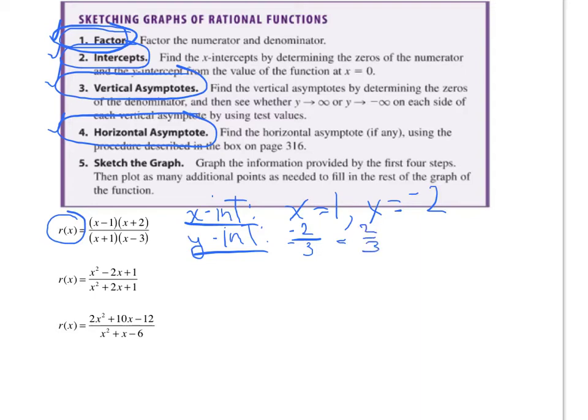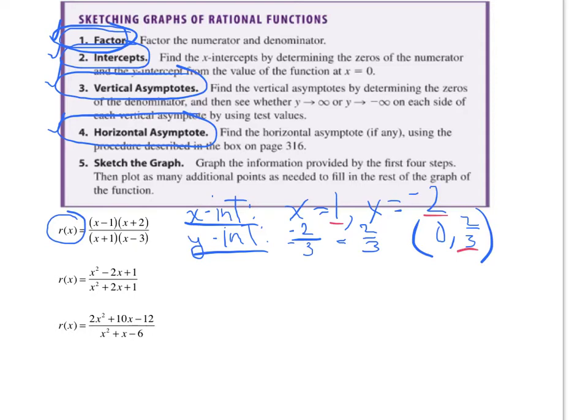And so remember that the y-intercept is actually the ordered pair (0, 2/3). Similarly, the x-intercepts are actually ordered pairs, (1, 0) and (-2, 0). For our purposes, though, we'll just keep in mind that these are the numbers that we need: 1 and -2 on the x, and 2/3 on the y.